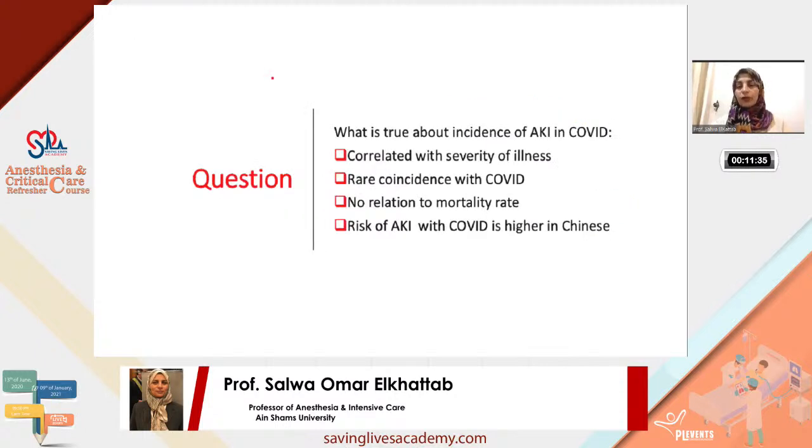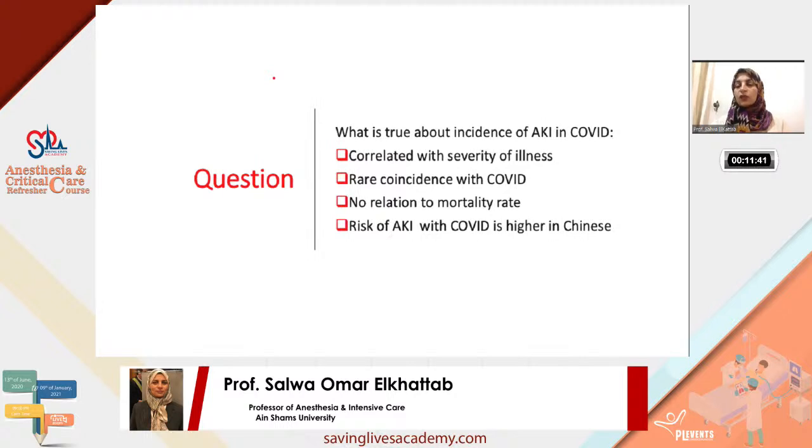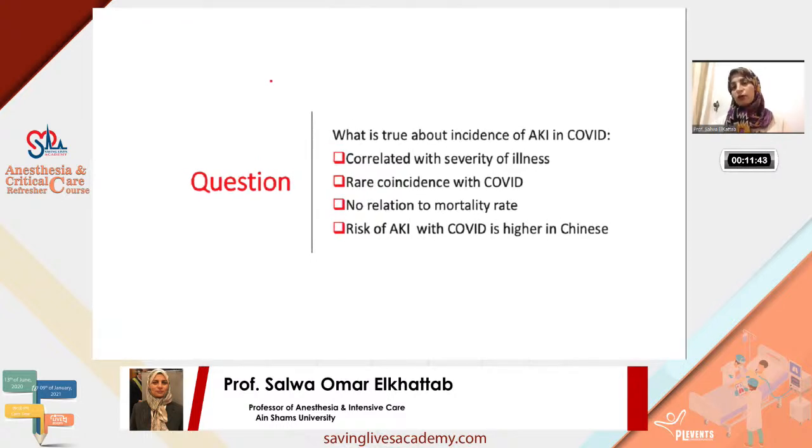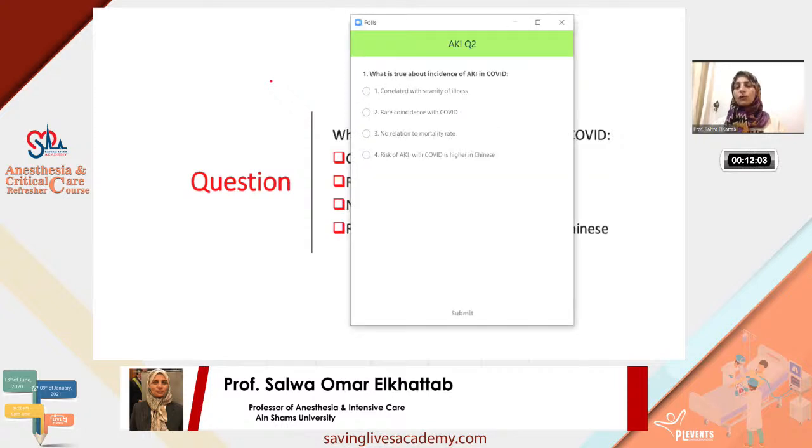Let us go to another question so we can refresh our mind. What's true about the incidence of acute kidney injury in the new era of COVID? This correlates with the severity of illness. It is a rare coincidence with COVID, or AKI has no relation to mortality rate in COVID. Risk of AKI with COVID is higher in Chinese. What's true about having acute kidney injury while having COVID?